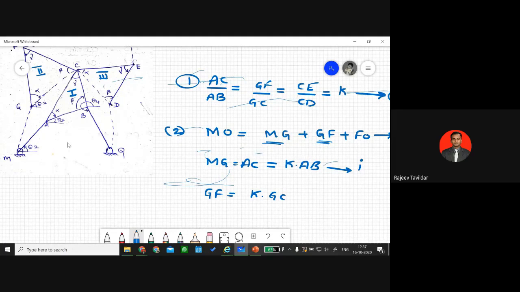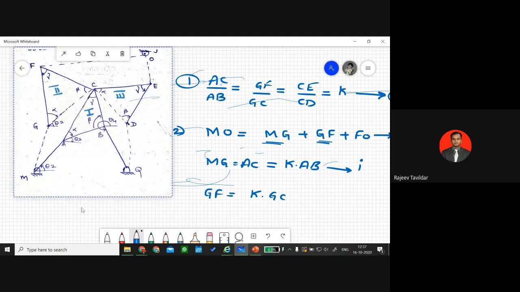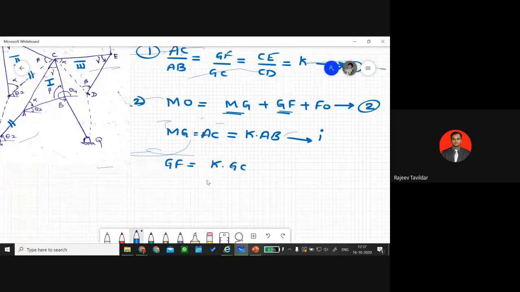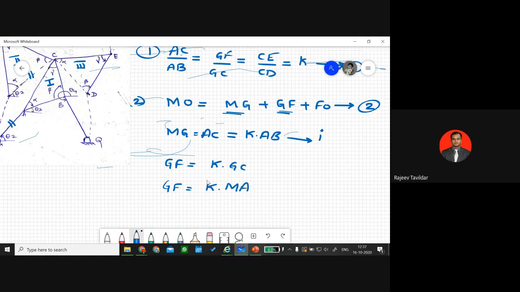Now look at the diagram here, and can you tell me what GC will be equal to as per the parallelogram MGCA? We should have MA line and this line parallel and equal. So GC is equal to MA. So I'll just modify this equation. I'll write GF equal to K into GC, which is MA. So this is my second equation.